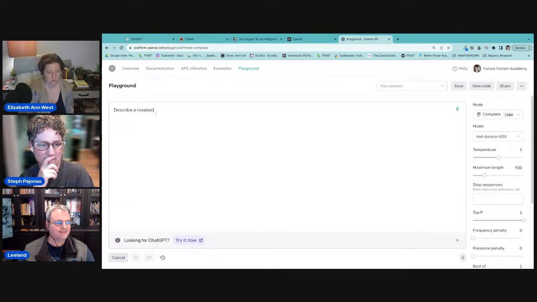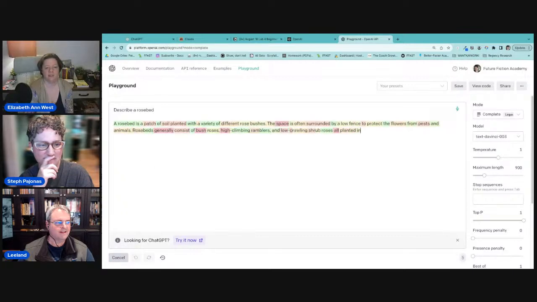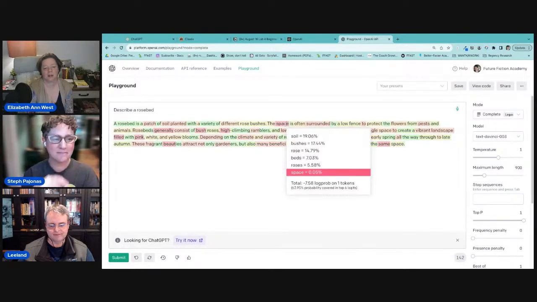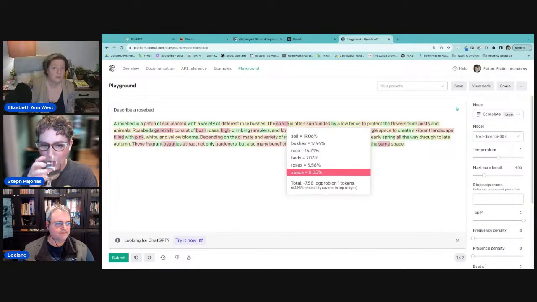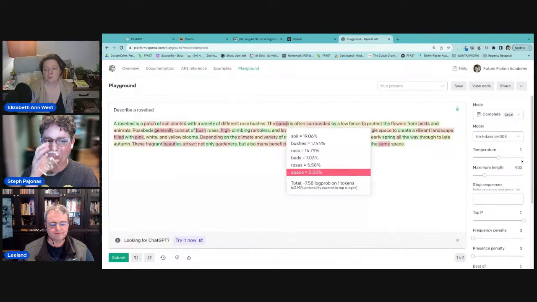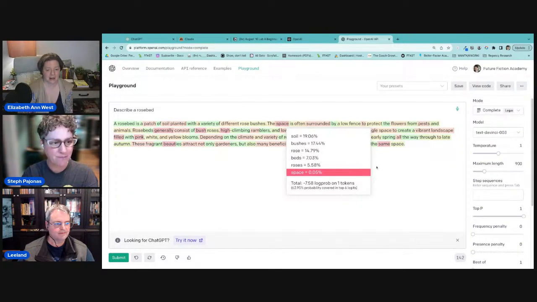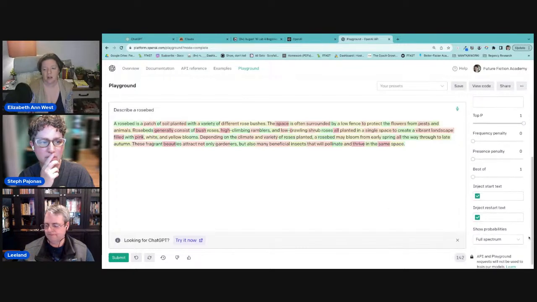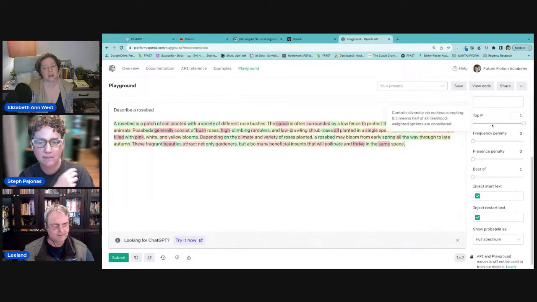With a temperature of one, you get this nice balance. You're going to get space thrown in, which was a 0.05%, but we didn't end up with something like temperature two, where the whole thing was just broken. Then the other parameters you can change here: maximum length is how much it responds back. A stop sequence is for if you have a specific word that you want it to stop completing on. Top P is whether it looks at all of the possibilities or if it only looks at like half of them.